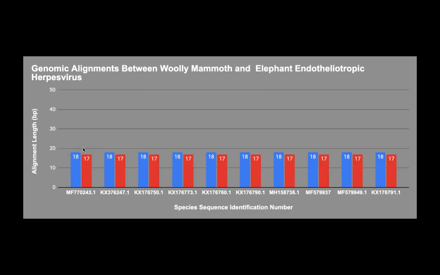We found two sequences, one 18 base pairs in length and one 17 base pairs in length. Both of these had very, very, very low rates of occurring simply by chance, so we did not expect to find these simply by chance. These seem to imply that there is some connection between the woolly mammoth and the elephant endotheliotropic herpesvirus. Of course, not enough to prove that this virus infected the woolly mammoth and played a role in its extinction, but definitely enough to garner more research and attention into trying to understand this species extinction.